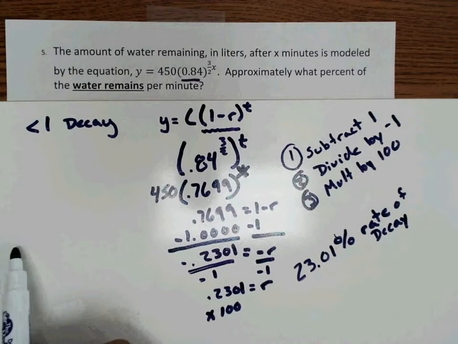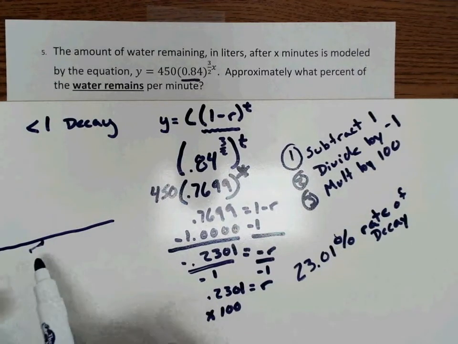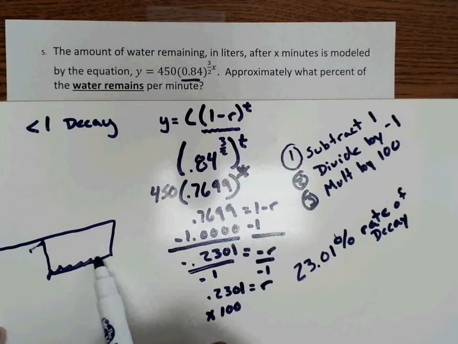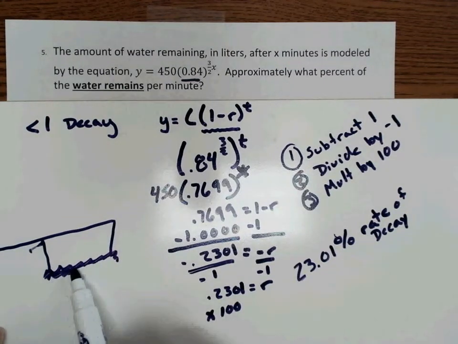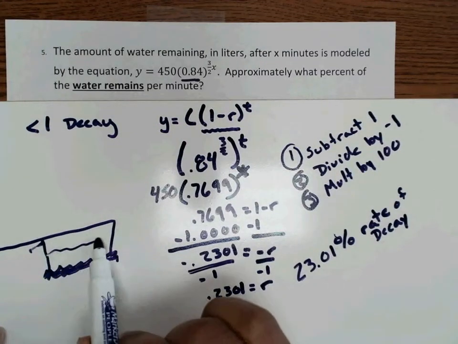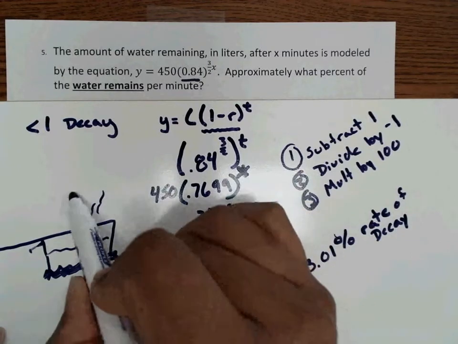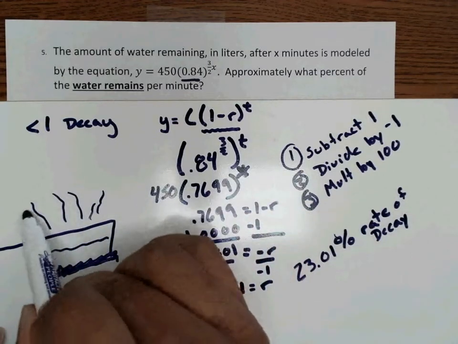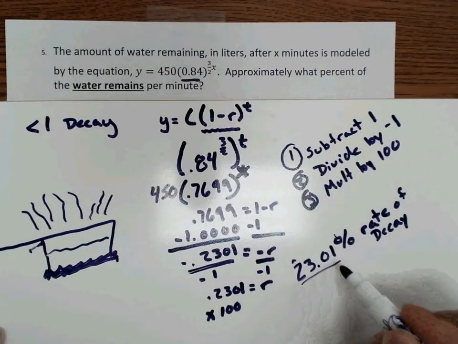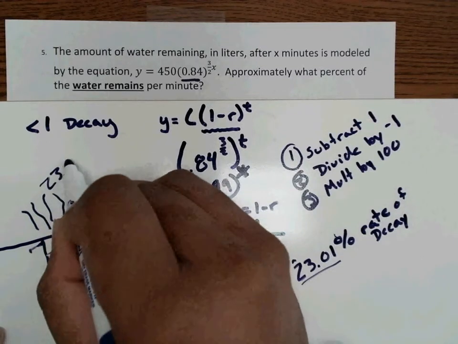So think about this. Think about we have a little pot. We have a little fire. So the fire's there. And what's happened, we have water in here, but as time goes by, remember from your science class, some of it evaporates. And that part that is evaporating, we're losing 23.01% every minute.